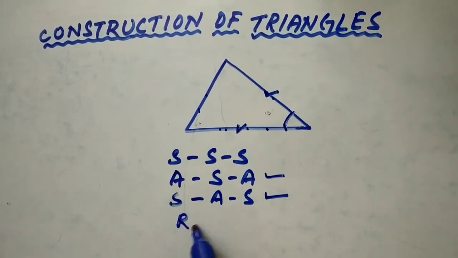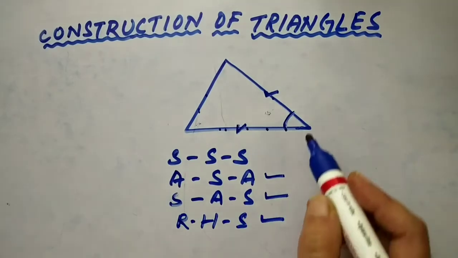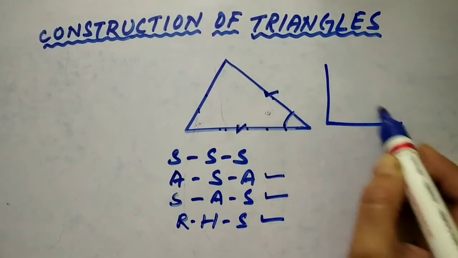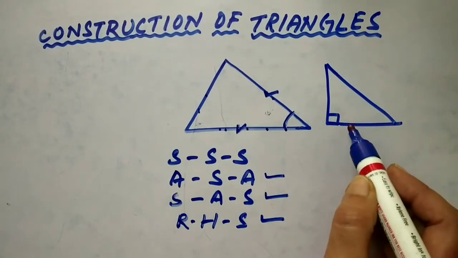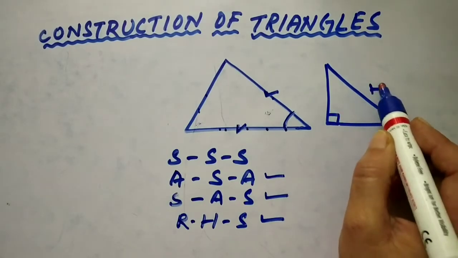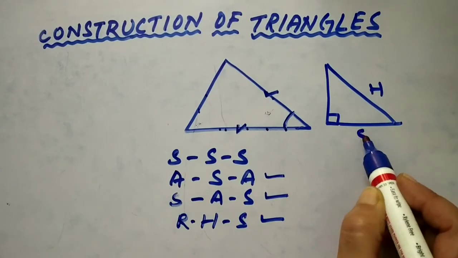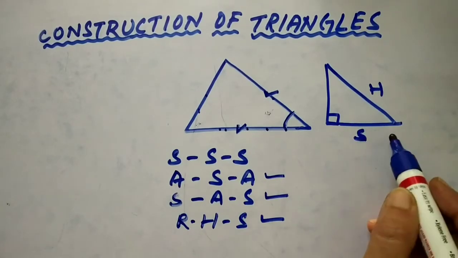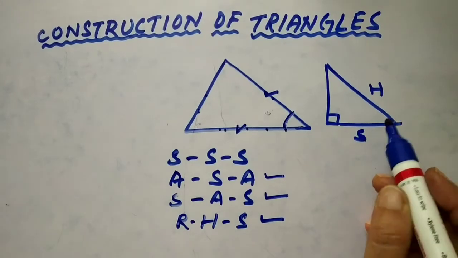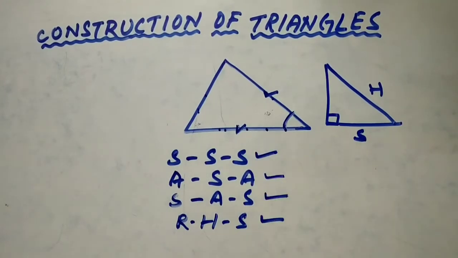Or RHS. In RHS construction of triangle, if in one right angle triangle, this is one right angle triangle, this right angle is given, already right angle means 90 degree, and hypotenuse is given and one of the sides is given, then we can construct the triangle. One of the sides, that means one of the legs is given. So let us learn first by using SSS.